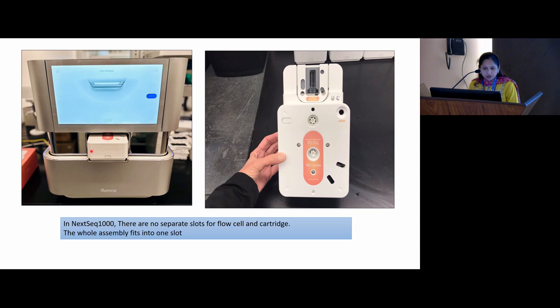So this is the cartridge slot on the NextSeq, and this is the flow cell, and this is the cartridge. In NextSeq 1000 there are no two different slots available for flow cell and cartridge. The whole assembly fits into the one slot.